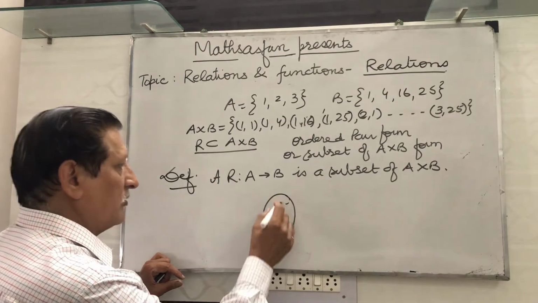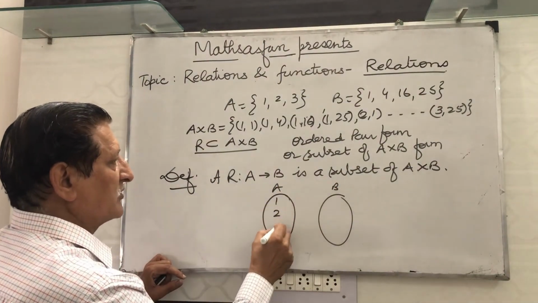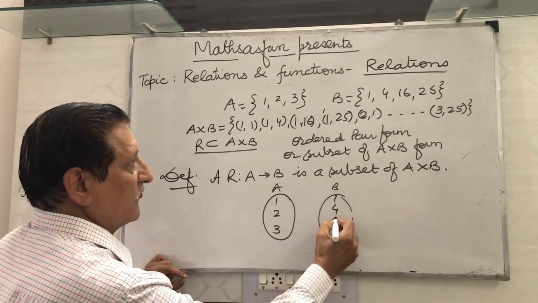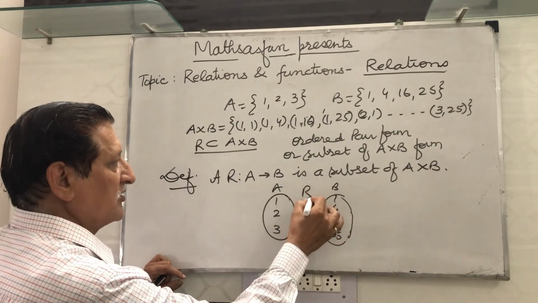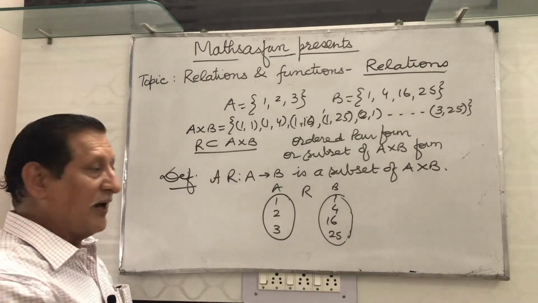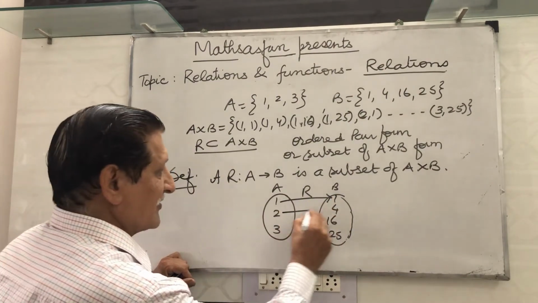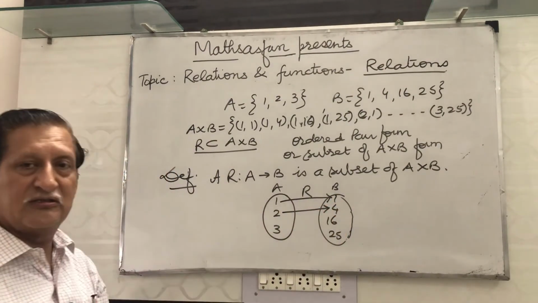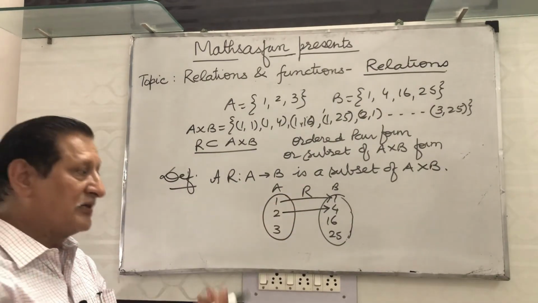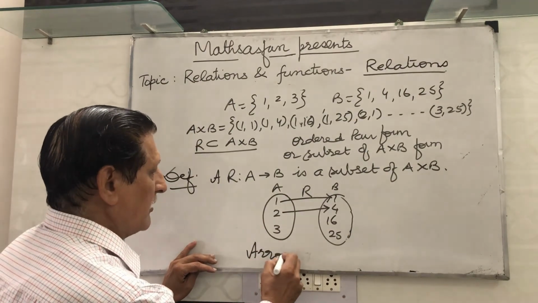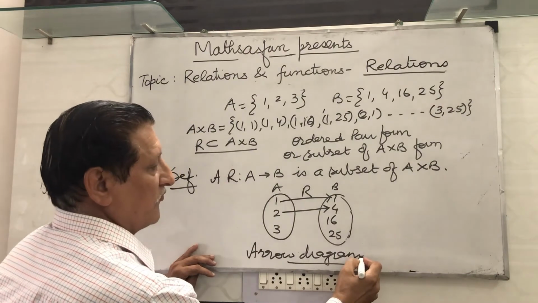See here, suppose I draw A here and B here, and I write all the elements of A here and that of B here, 1, 4, 16 and 25. Now we have relation R between them, and 1 is related to 1, 2 is related to 4, and no other element is related. It means we can represent this also by arrows, and this is known as the arrow diagram of relation R.